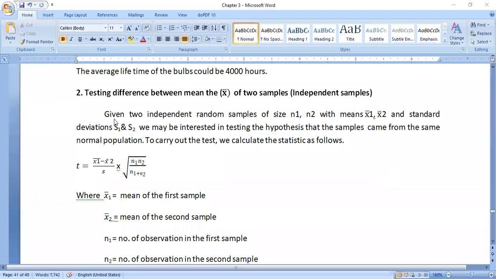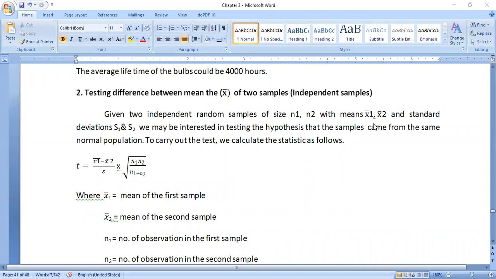Just listen here. Given two independent random samples of size n1, n2 with means x bar 1, x bar 2 and standard deviations s1, s2, we may be interested in testing the hypothesis that the samples came from the same normal population. To carry out the test we calculate the statistic as follows.